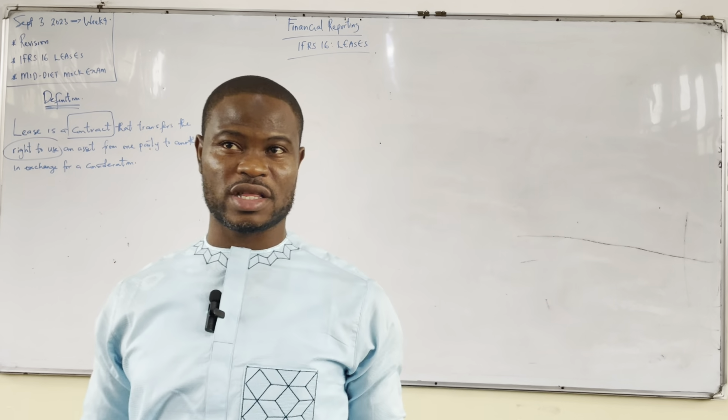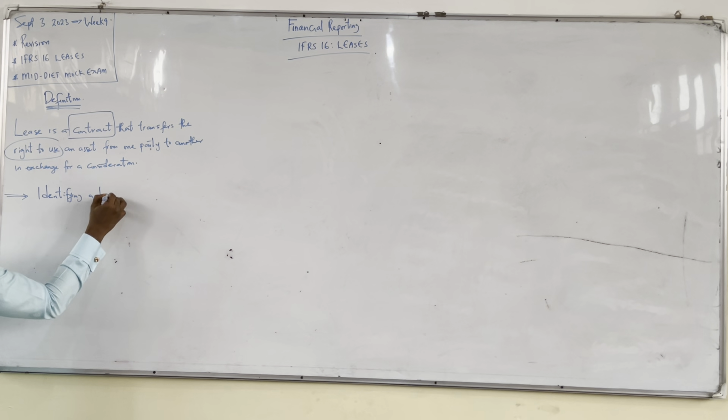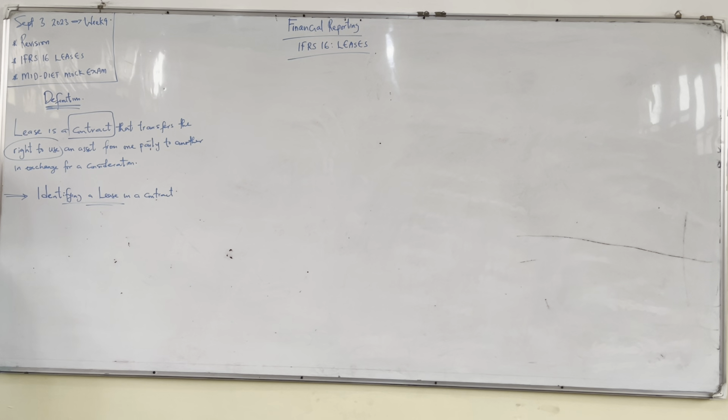So IFRS 16 talks about identifying a lease in a contract. It talks about how do we identify a lease in a contract. And the standard said that when you pick a contract, what you look for to know that there is a lease in there is that there must be something we call right of what? Of control. Right of control.